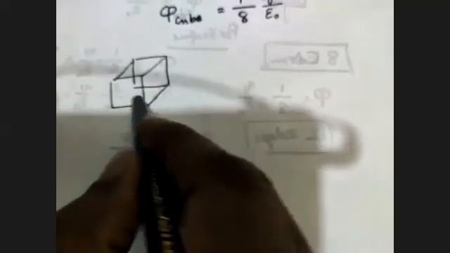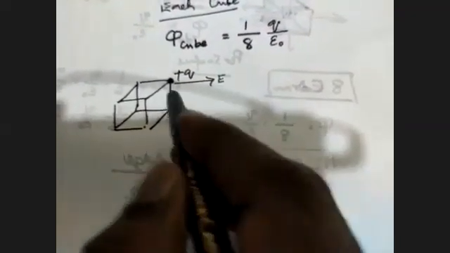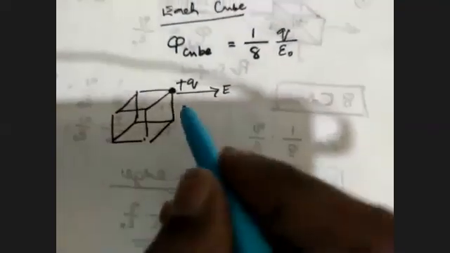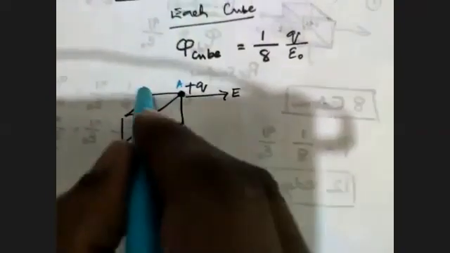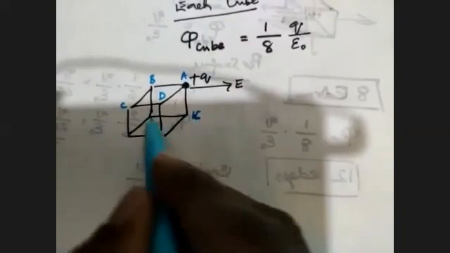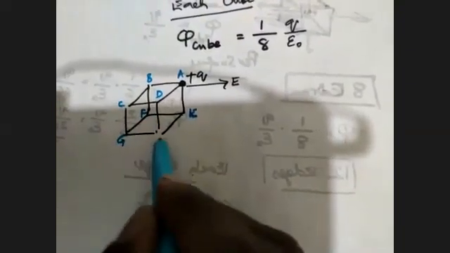Please concentrate. Physics is very, very easy. We just have to concentrate. See, here is our charge, right? So plus, the electric field direction is this one. Let us name this cube so that we can understand: A, B, C, D, E, F, G, H.